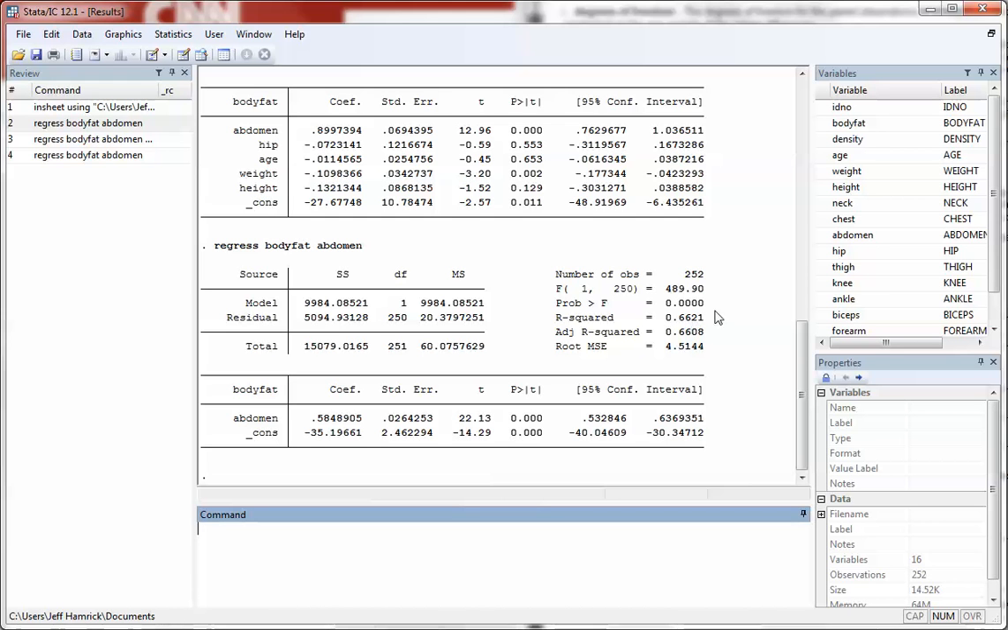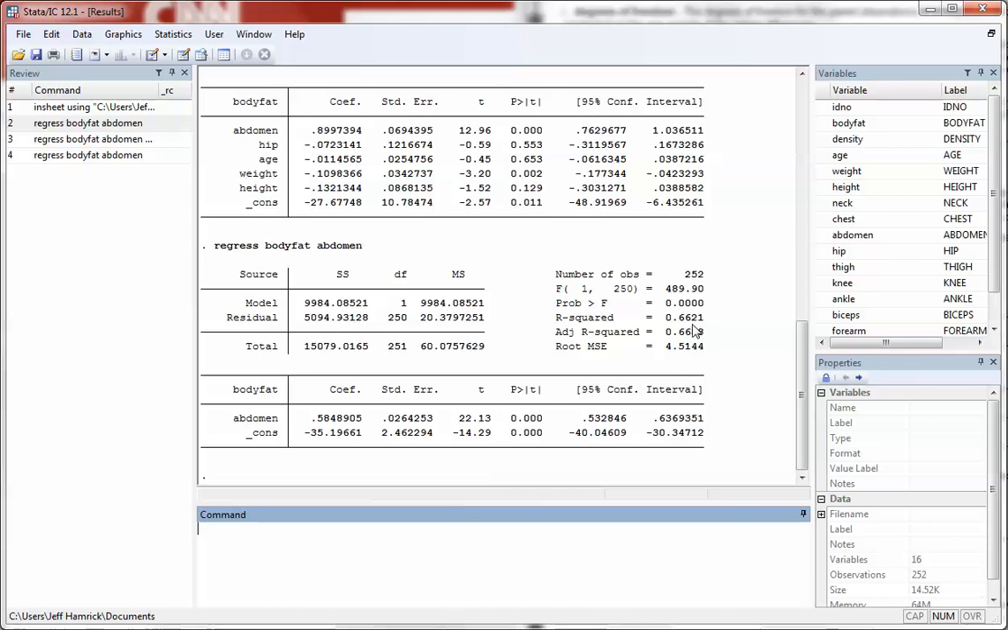Adjusted R squared, you'll remember, is a penalized version of R squared that modifies R squared to account for the total number of independent variables in the model. Since this model has only one independent variable and two parameters being estimated, abdomen and the intercept, the adjusted R squared is fairly close to the R squared.